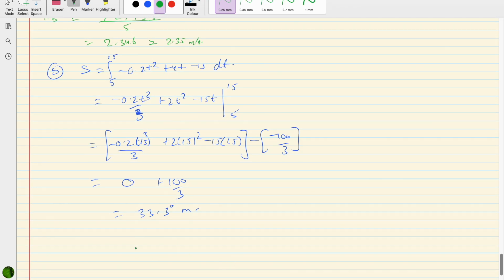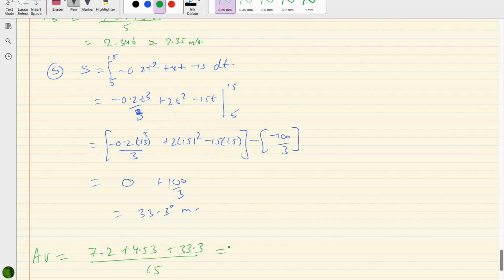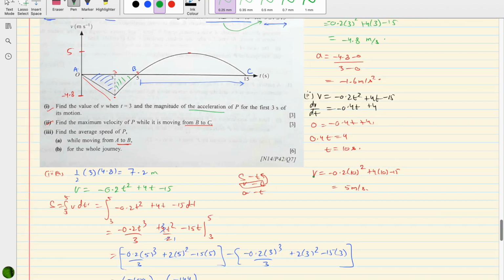So now the total distance becomes 7.2 plus 4.53 plus 33.3 divided by the total time. So average speed for the whole journey is 7.2 plus 4.53 plus 33.3 by 15, which is 3.002, approximately equal to 3 meters per second. And that was the last part.